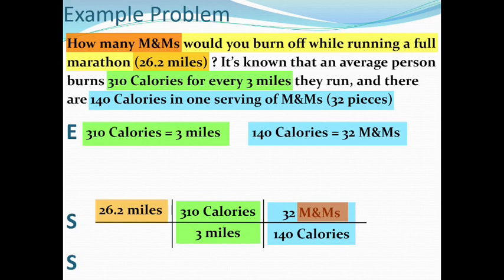So I'm ready to pull out my calculator, and hopefully you are as well. Once you get all of the numbers and units where they belong on this line, then what we do is we multiply together the numbers that are on the top, and we divide by the numbers that are underneath. And so in your calculator of choice, I'd like you to type in 26.2 times 310 times 32, and then divided by 3 and divided by 140.